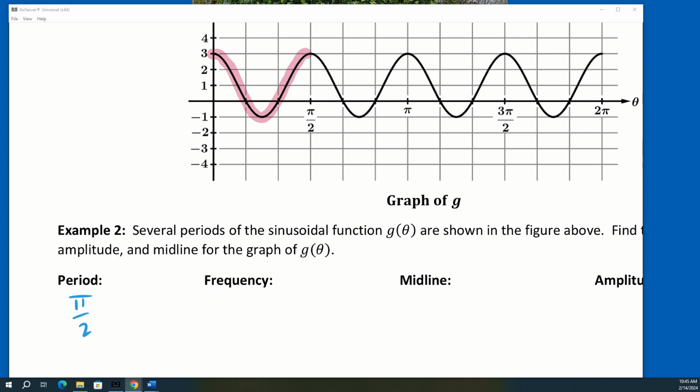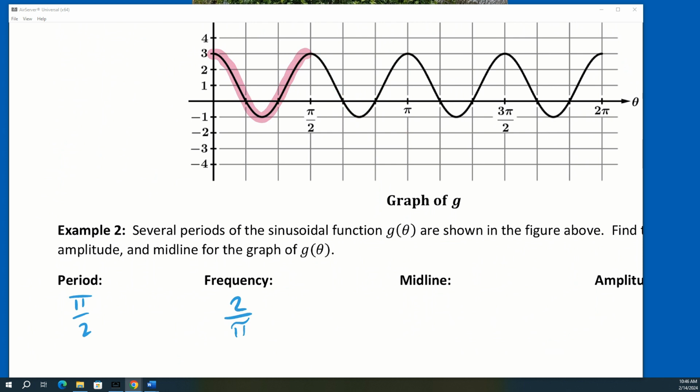And then the frequency is just going to be the reciprocal of that. Now, this is a good one to help you really understand what frequency means, because when I said it before, I got a bunch of weird faces. But what this frequency is saying is there are 2 cycles in a distance of pi. And you can see that. Here's 2 cycles in a distance of pi. That is what the frequency tells you.